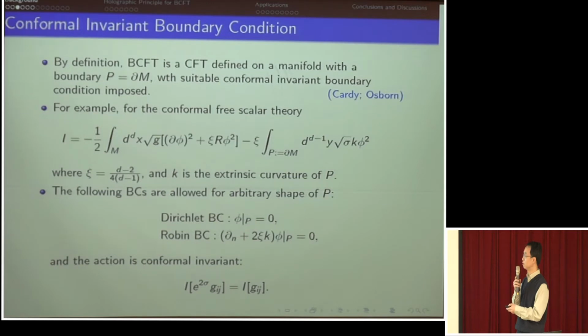So for example, you take a scalar field on a curved background. You have some conformal coupling, so this coefficient here is determined by the dimension D. So this is a conformal coupling. And when you introduce a boundary for the manifold, then you need to take care of the boundary contribution from the Ricci scalar. These are well known, called the Gibbons-Hawking boundary term. K is the extrinsic curvature of your boundary manifold.